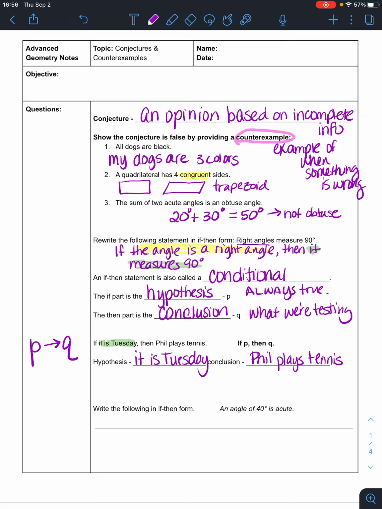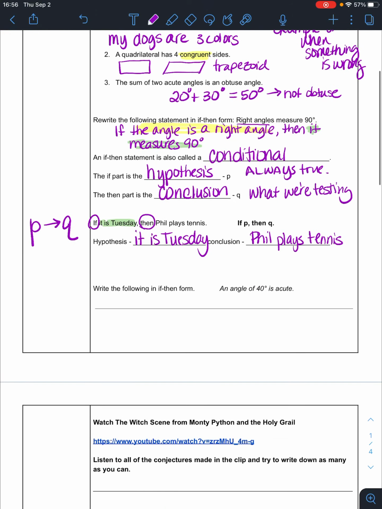So we have our hypothesis. Write the following in if-then form. Notice that the hypothesis doesn't include "if," and the conclusion doesn't include the word "then." Those are not a part of it. Okay, write the following in if-then form. An angle of 40 degrees is acute. So we're going to write it in the order that it says it in. We're going to deal with the 40 degrees, and then we're going to deal with the acute. So we can say, if an angle is 40 degrees, then it is acute.